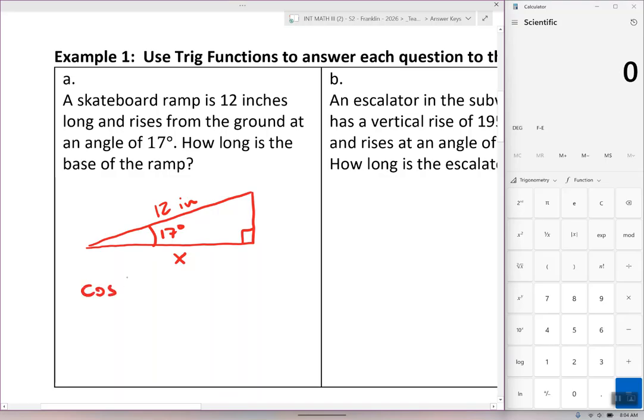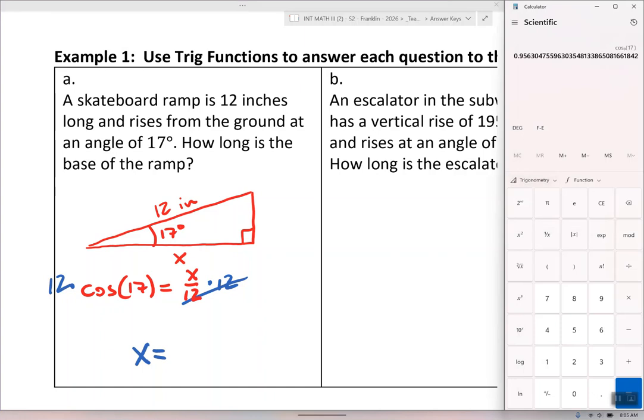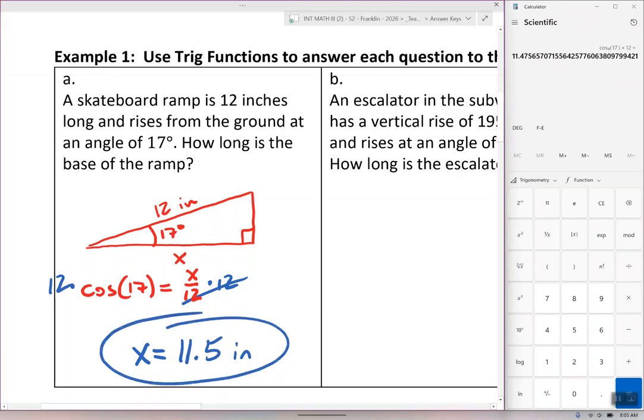The cosine of 17 equals, and cosine is adjacent over hypotenuse, so x over 12, which means to solve it, we would do times 12 on both sides. And so our answer would be cosine of 17, which is 0.9563 and on, times 12, which is 11.475. So I'll call that 11.5 inches. And there we go.